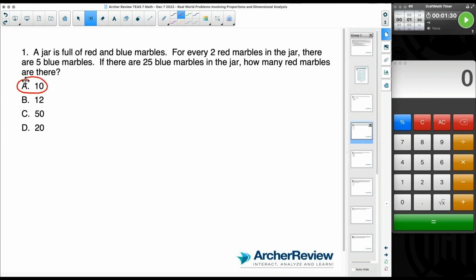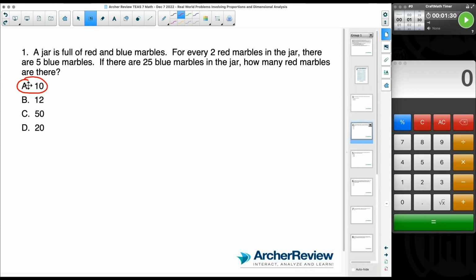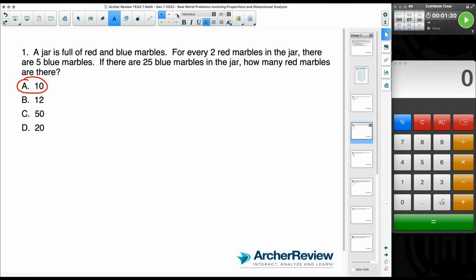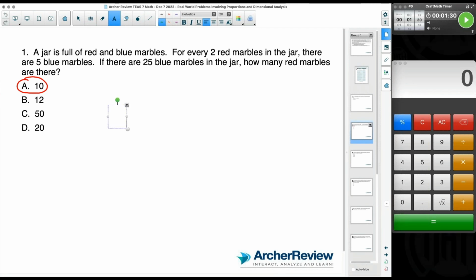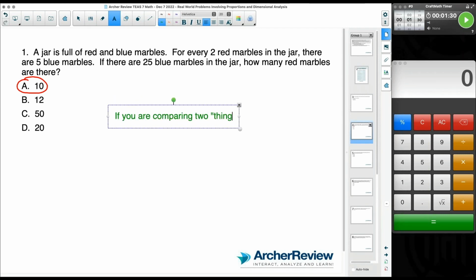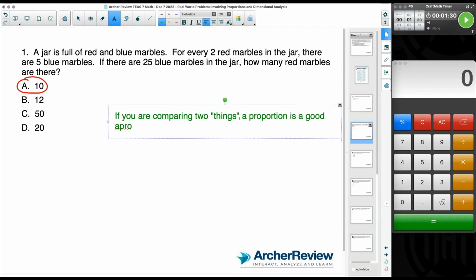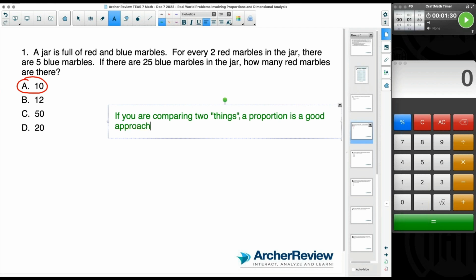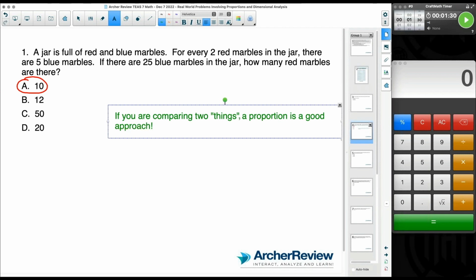Now, some of you may have done a proportion, some of you may have done mental math. I'm going to show you the proportion way. And the thing I want to start to drill home here is this: if you are comparing two things, a proportion is a good approach. Notice I'm saying the word things. In this case, we have marbles, and we have two types of marbles.